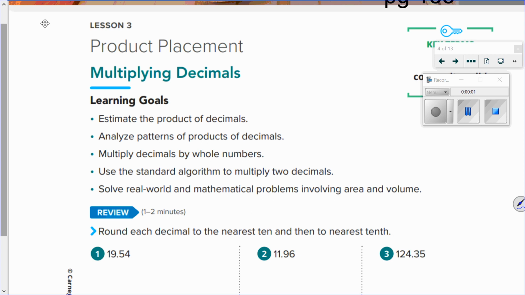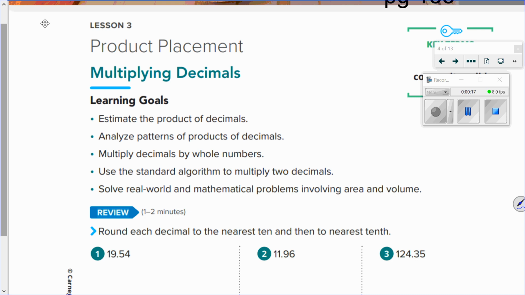This week is on multiplying decimals. We're going to start with some estimations. We're going to do some patterns of products, multiplying by powers of tens. We're going to do decimals by whole numbers, and then decimals by decimals. We're going to do all of these.